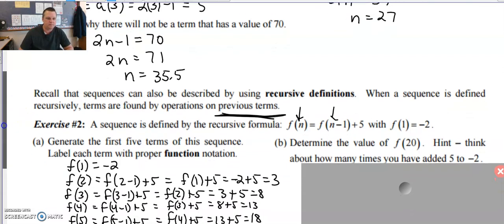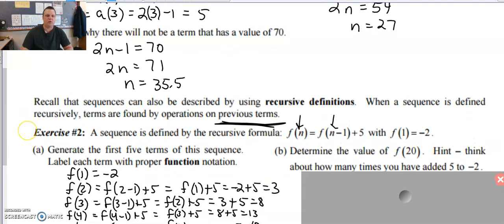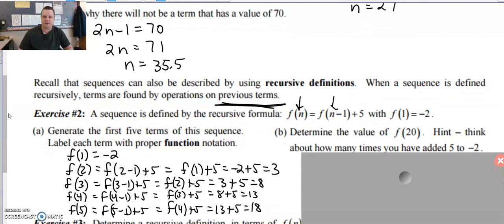For f of 4, you have f of 4 minus 1 plus 5, which is f of 3 plus 5. F of 3 is 8, so 8 plus 5 is 13. And then the last one, f of 5, is f of 5 minus 1 plus 5, which is f of 4 plus 5, which is 13 plus 5.